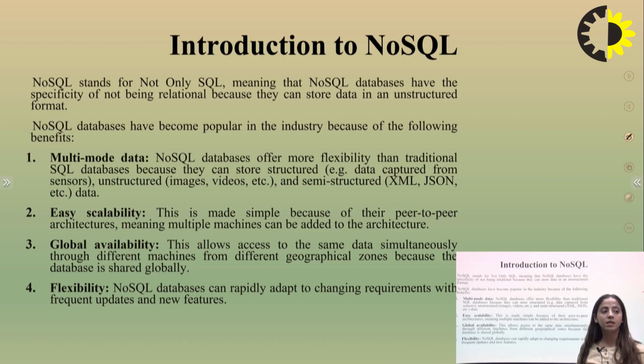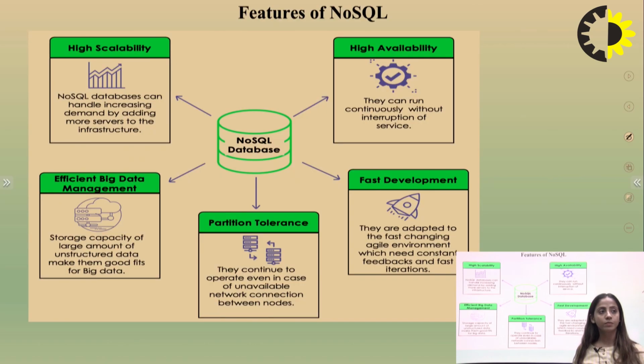Now it is also easily scalable. This is made simple because of their peer-to-peer architectures, meaning multiple machines can be added to the architecture. Global availability. This allows access to the same data simultaneously through different machines from different geographical zones because the database is shared globally. Flexibility. NoSQL databases can rapidly adapt to changing requirements with frequent updates and new features.